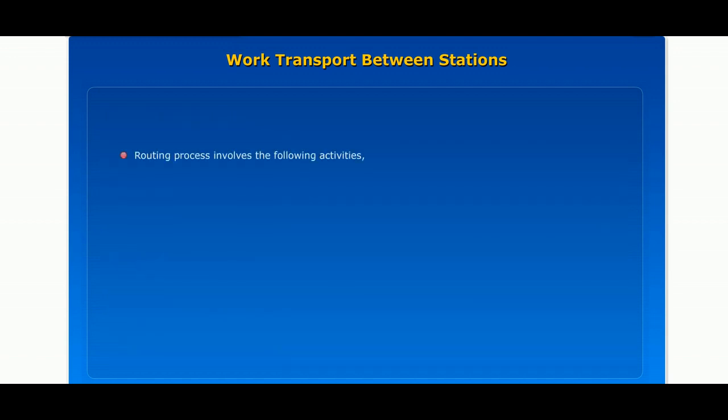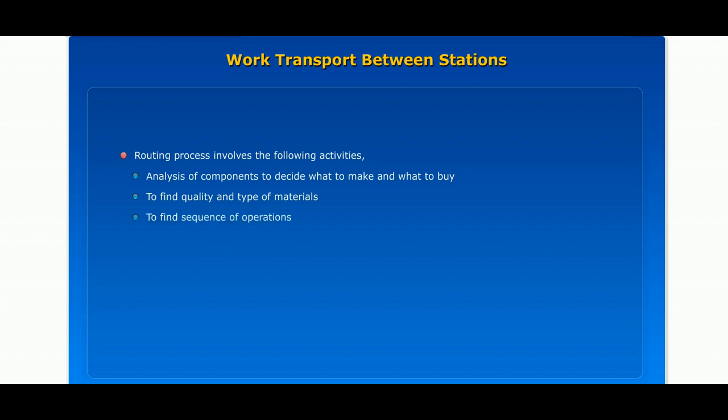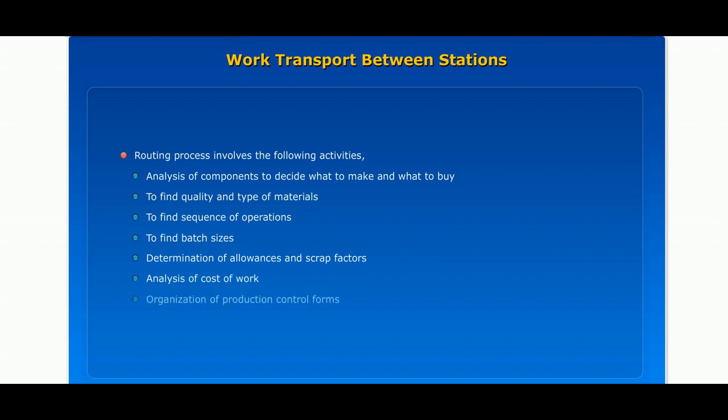Routing process involves the following activities. Analysis of components to decide what to make and what to buy. To find quality and type of materials. To find sequence of operations. To find batch sizes. Determination of allowances and scrap factors. Analysis of cost of work. Organization of production control forms.